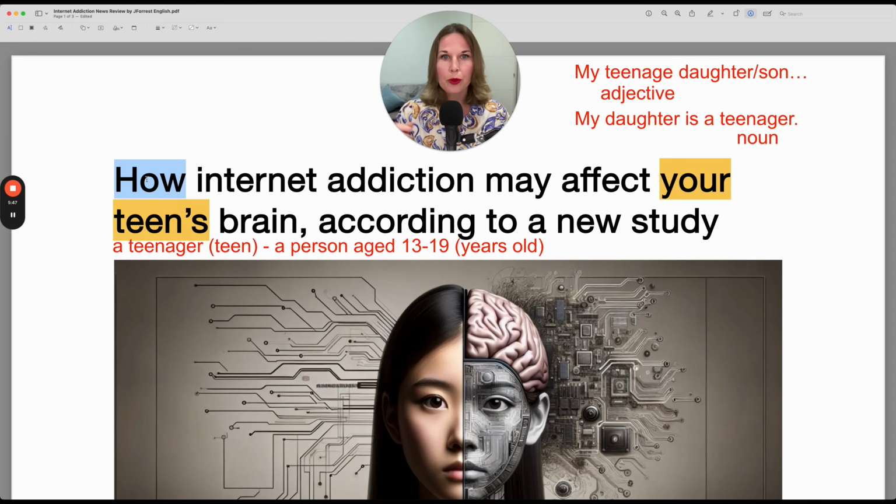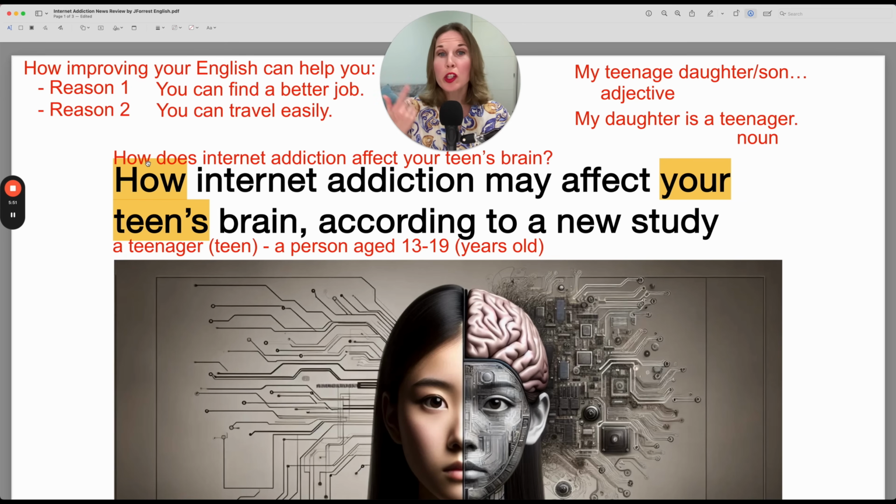Now let's look at the use of how in this headline, because in this case, it is not used to ask a question. It's a statement. The question would be, how does? In the past simple, it would be how did. So how does internet addiction affect your teen's brain? And then a question mark because it's a question. Now in this case, how internet addiction may affect your brain.